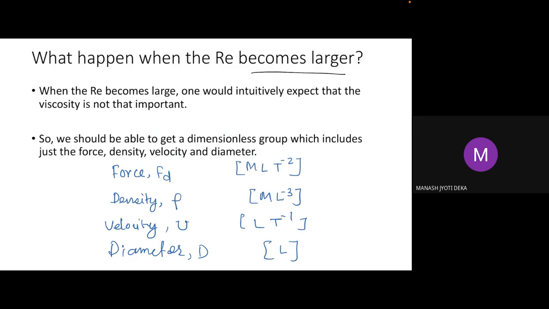But what happens if the Reynolds number becomes very large? Then we have to be very careful in choosing the dimensional quantities. Dimensional quantities always depend on the physical problem, so it shouldn't be that you always select the same dimensional quantities for all problems. Here, when the Reynolds number becomes large, we have to think that the viscosity is not important, so we don't take the viscosity as a term. In this case we consider the inertial term, so the density, the velocity, and the diameter of the particle come into the picture, and force is already there.